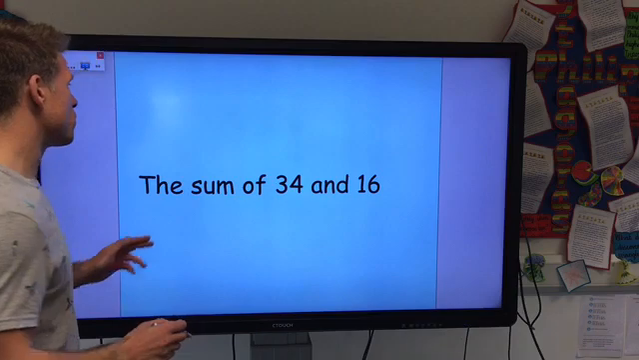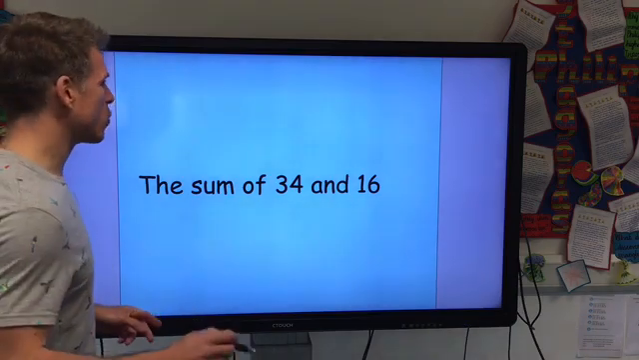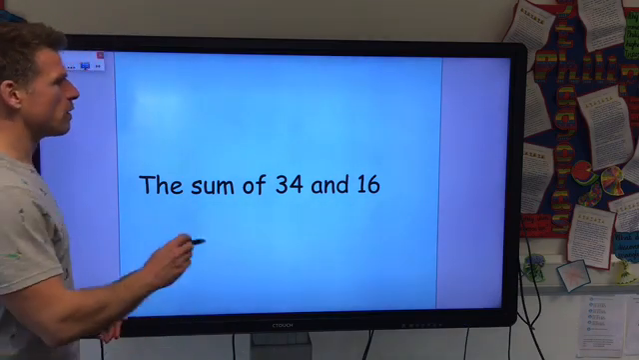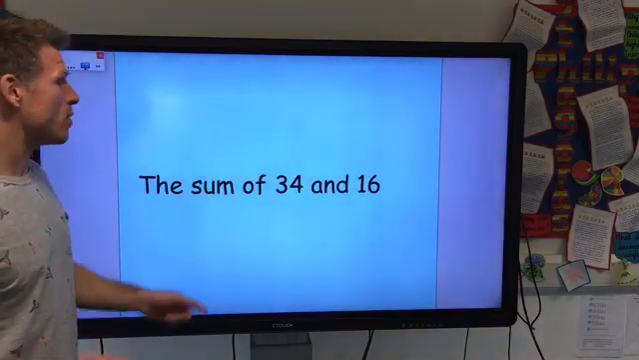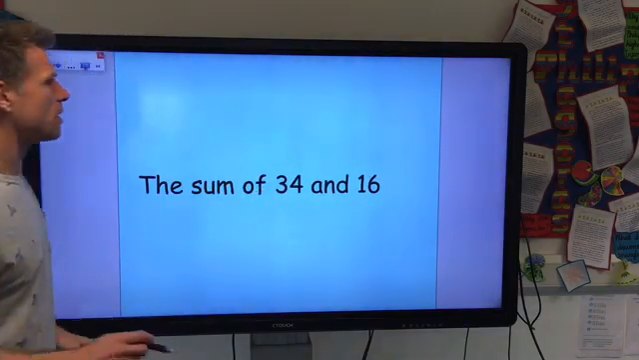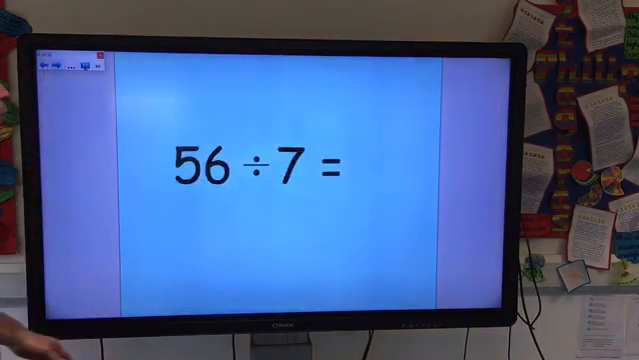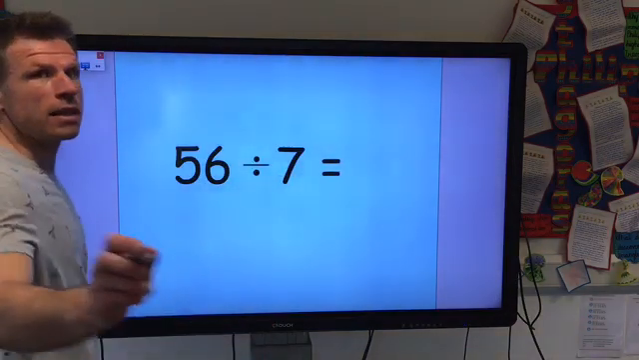So if you don't know what sum of something is, you're in a bit of trouble now. 34 and 16 is 50. So sum means to add together. And you've got a nice little sort of number bond there. Adds together to make 50. 56 divided by 7, 8.